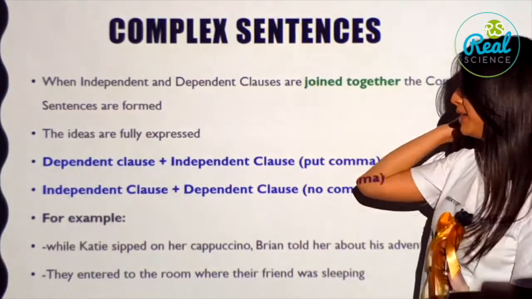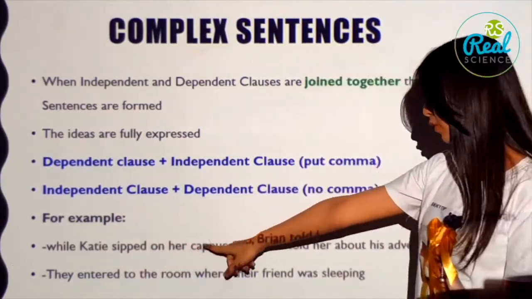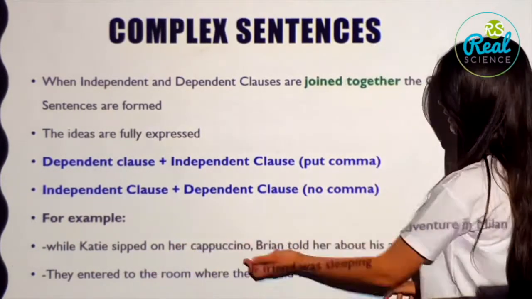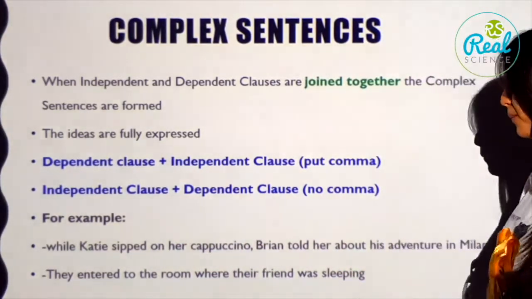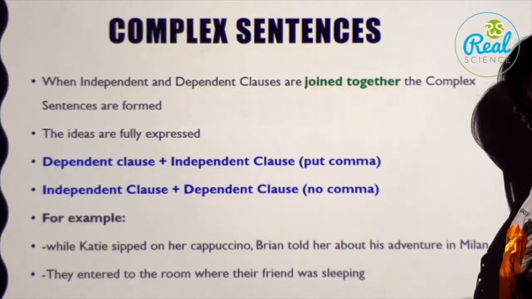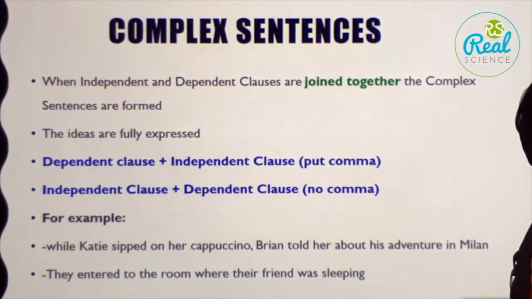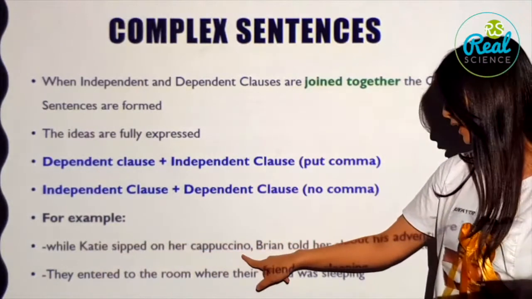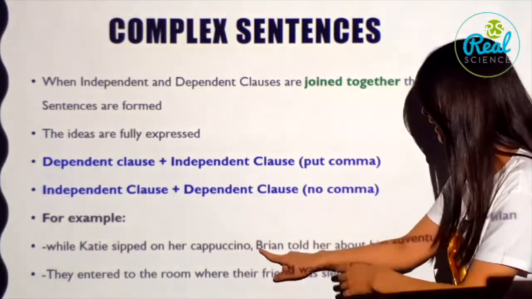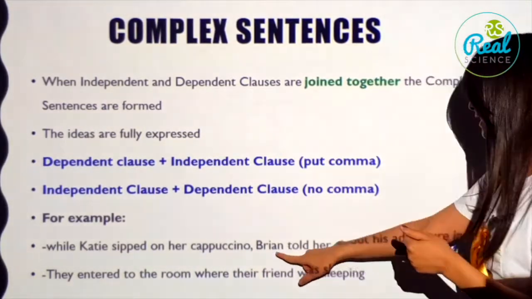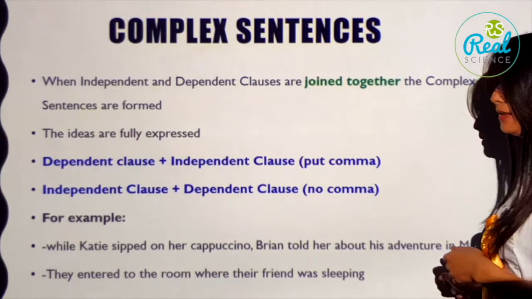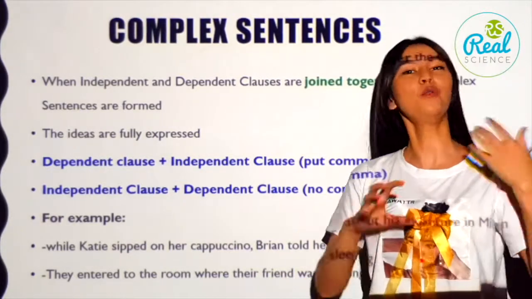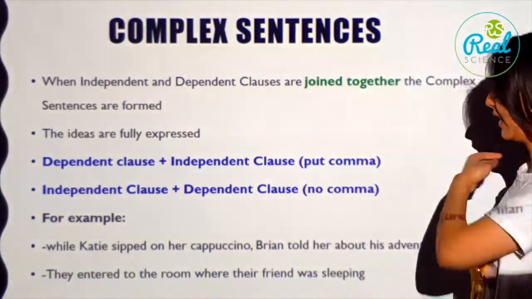For example, look at the examples, guys. "While Katie sipped on her cappuccino, Brian told her about his adventure in Milan." So which one of these is the independent clause, which one is the dependent clause? Can you tell? "While Katie sipped on her cappuccino" is dependent. "Brian told her about his adventure in Milan" is independent. Yes, good job. So the first one, "while Katie sipped on her cappuccino", is a dependent clause, and here you can see a comma. And this one, "Brian told her about his adventure in Milan", is independent. So overall, here we have a complex sentence. Good job, Lola.